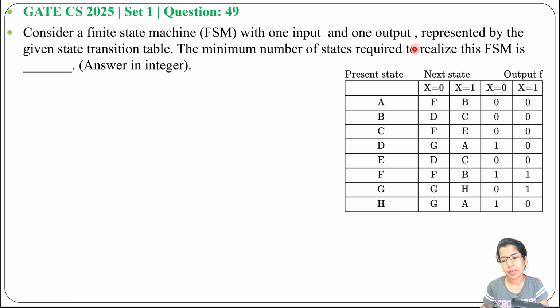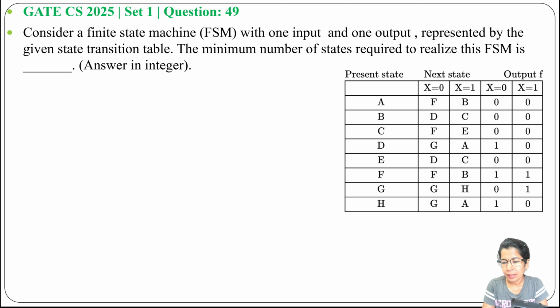This is our finite state machine. During lecture, I discussed two types of finite state machines with output. One is Moore and another is Mealy. But here it doesn't specify which type of machine it is. Just consider one finite state machine with output. Now we'll compare, is there any duplicate state? If there is a duplicate state, we can merge that.